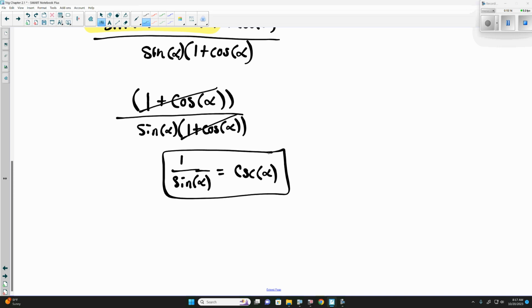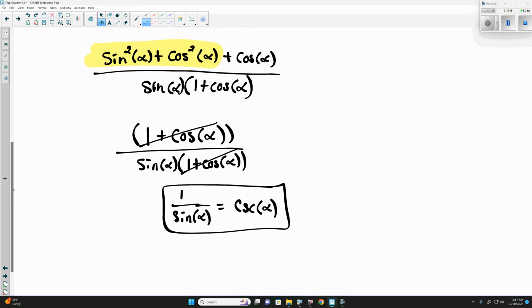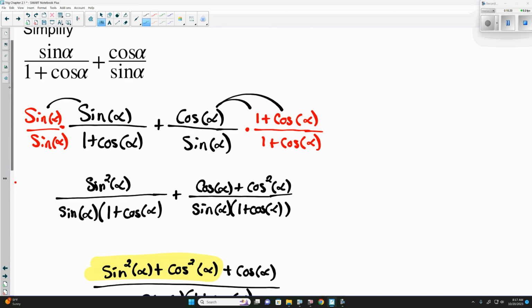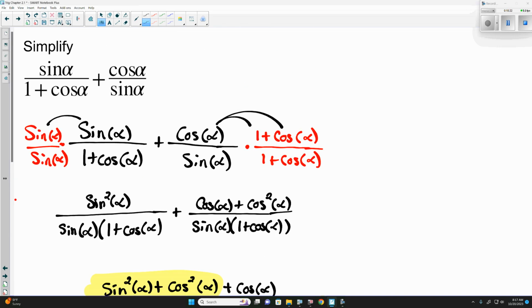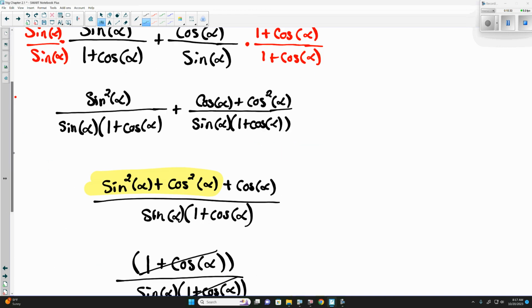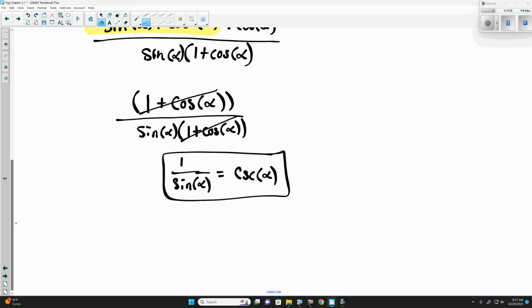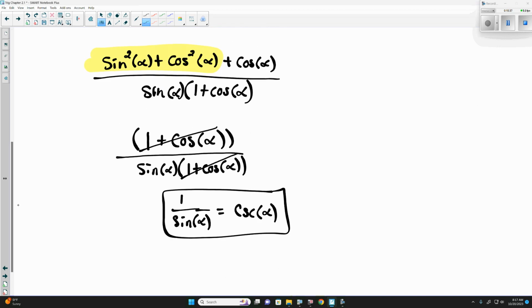Questions on this here? That right there would have been part of 2-2. It would have started off by saying that this is equal to cosecant of alpha, prove that this is true. So then we'd have to go through this entire process again just to show that it is this. Any questions on this here? We're ready for the next one.